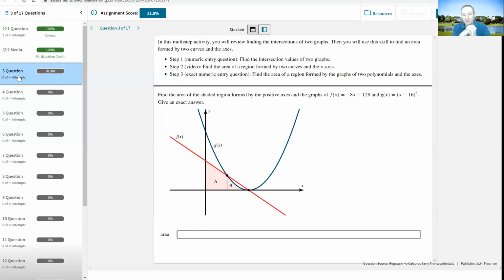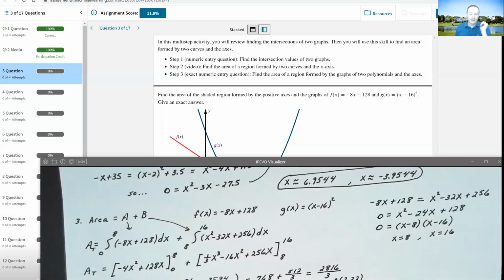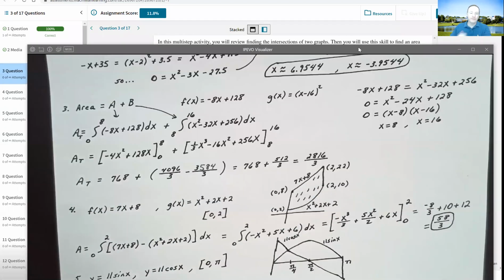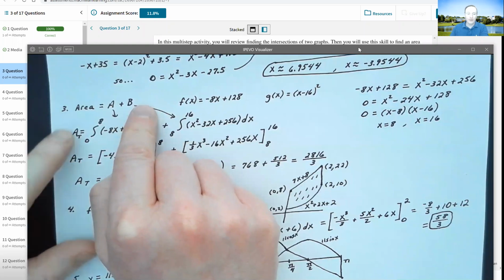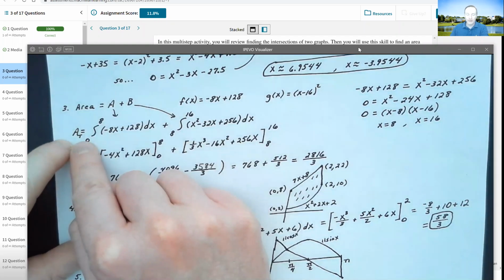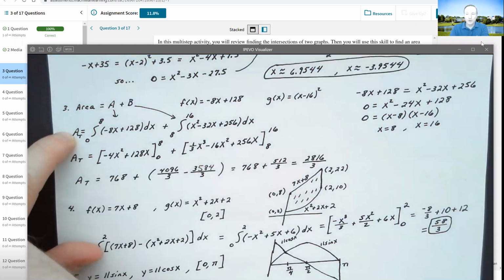Region B, your top curve is not f of x, but g of x. So you'll see that's why whenever I worked this problem here, I had to attack it like this. And I'll go ahead and just bring this up and show more work for this one. I had to say, I'm going to find area A and area B separately and call that my total area. So the total area from 0 to 8.